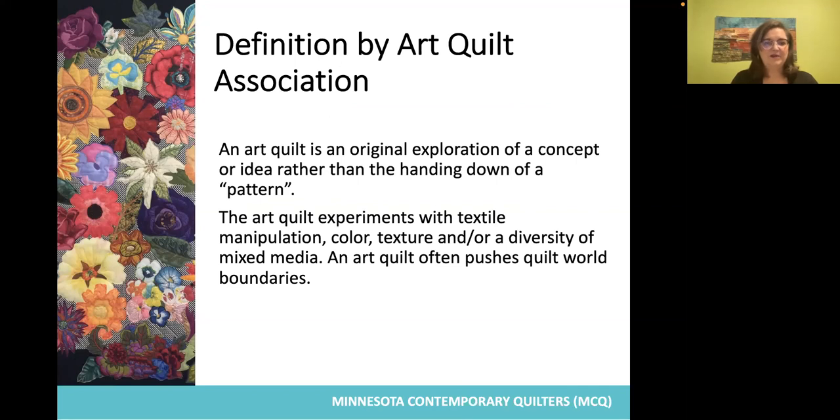And then the Art Quilt Association says, an art quilt is an original exploration of a concept or an idea rather than the handing down of a pattern. The art quilt experiments with textile manipulation, color, texture, and/or a diversity of mixed media. An art quilt often pushes quilt world boundaries.